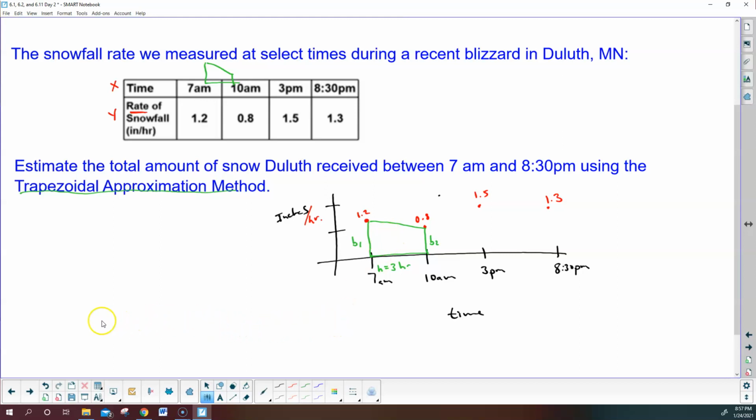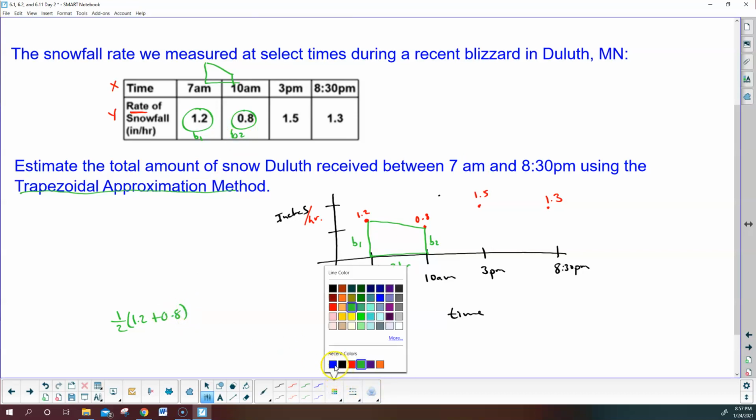And I want to find the area for this shape. Well, what is that? I'm going to do it over here. That's 1/2 base 1. Now, what is base 1? Base 1 is the output. So right here, this is base 1 at 1.2, plus what's the output at 10 a.m.? That's base 2. That's 0.8. And then I have to times by the height. And what is that height? Well, the height is the distance or the width between 7 and 10, and that was 3.